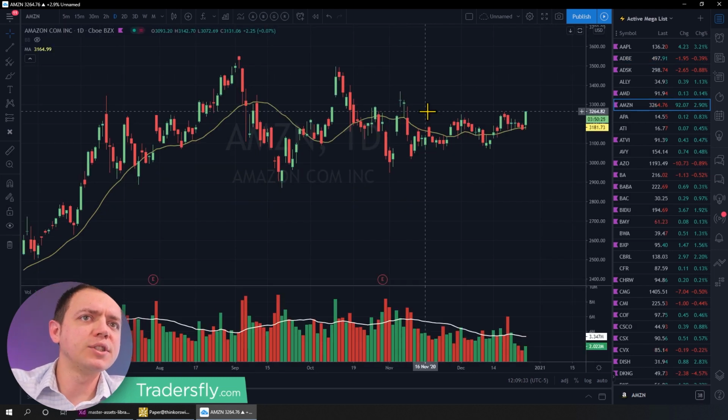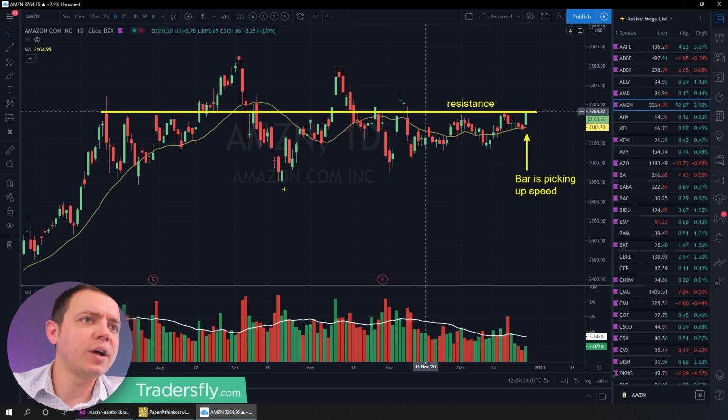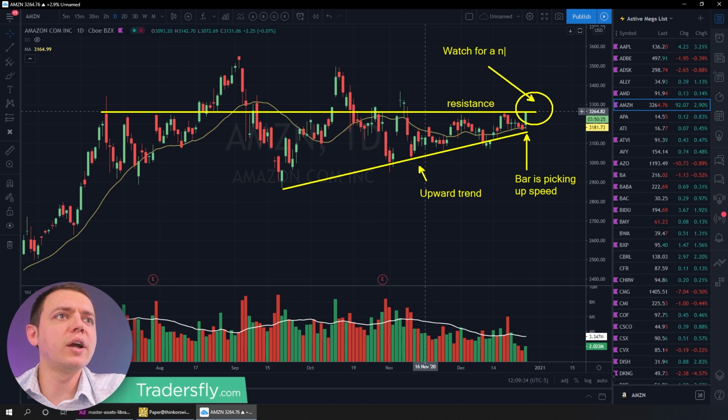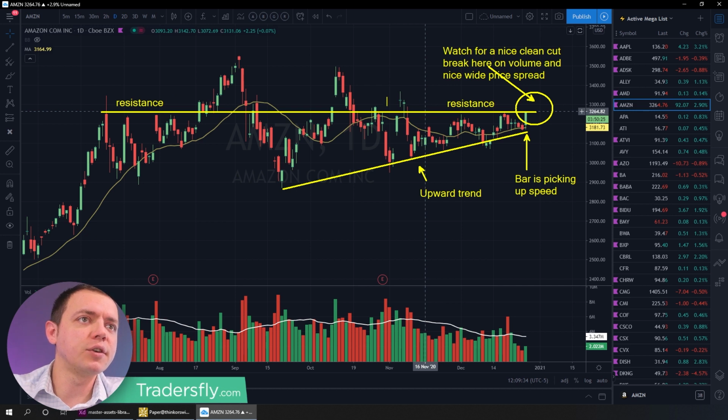All right, so the next one I want to take a look at is Amazon here. And when we look at Amazon, this one right here, it's starting to make its way a bit higher. Notice the resistance right here, but this bar is picking up speed, so that's a good sign. You also have a nice upward trend, and now it's compressing. So basically, watch for a nice clean break here on volume and nice wide price spread, which the price spread now is increasing. And if you look right here, there's your resistance, and it's going to attempt to break out there.